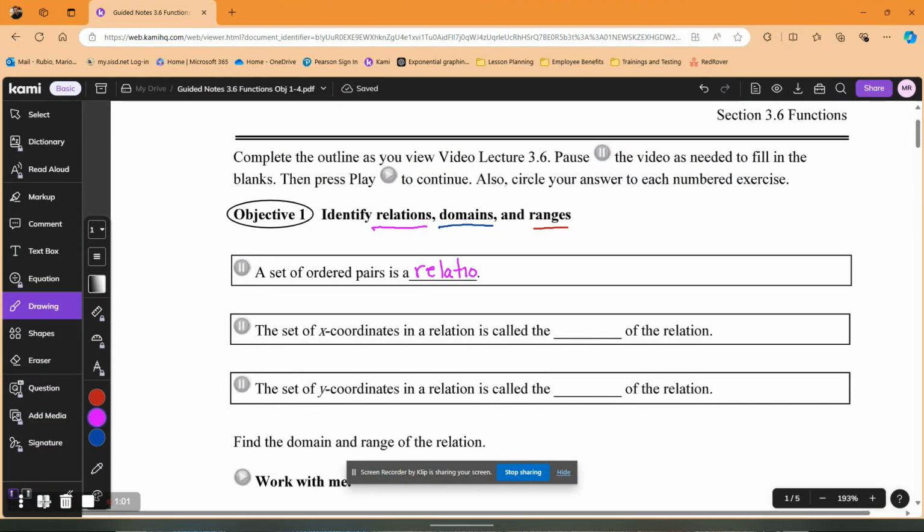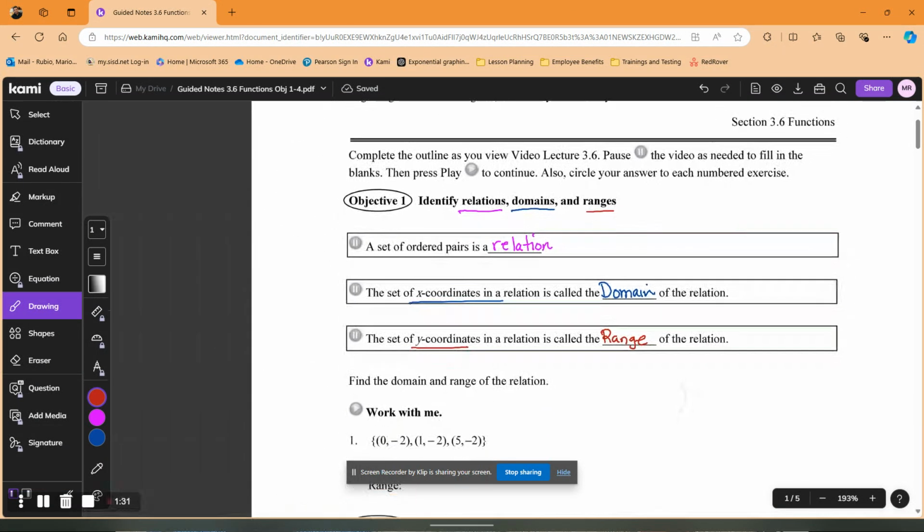It's because they are somehow related to each other: the x's and the y's, the inputs and the outputs. The set of x coordinates in the relation is called the domain. And then the set of y coordinates is called the range. Okay, so D for domain, x coordinates; R for range, y coordinates.